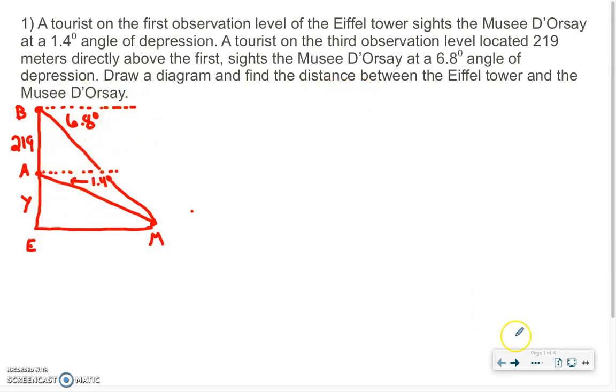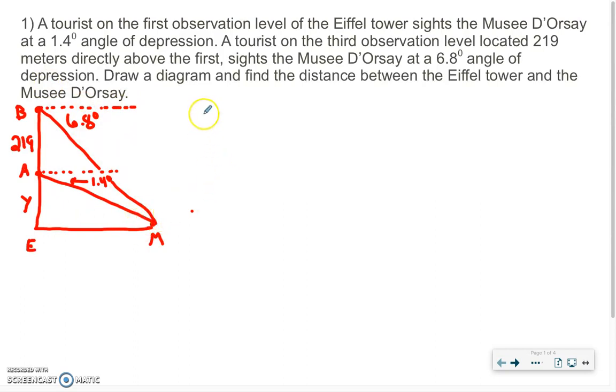The thing we do want to keep in mind is that if this is 1.4 degrees here, it is also 1.4 degrees at angle EMA. Same thing with angle EMB, it would be 6.8. Parallel lines cut by that transversal, creating alternate interior angles.